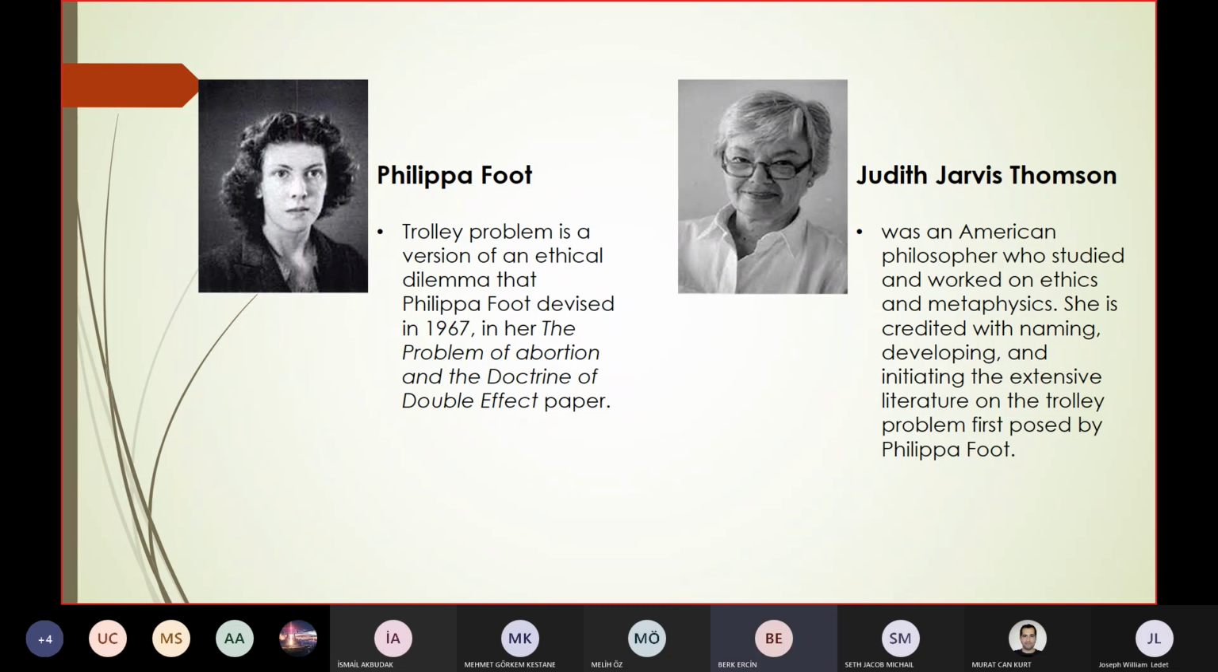The very first version of the trolley problem was devised in 1967 by Philippa Foot in her paper, The Problem of Abortion and the Doctrine of the Double Effect. Judith Jarvis Thomson was another philosopher who studied and worked on ethics and metaphysics. She's credited with the naming, developing, and initiating the extensive literature on the trolley problem.